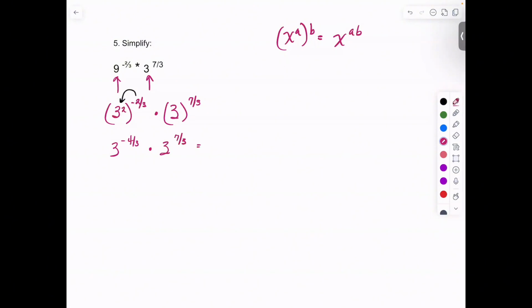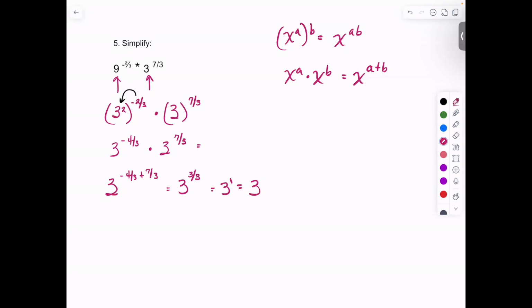So now we can use our rule of x to the a times x to the b. This is where we add our exponents together. And ultimately we'll have 3 to the negative 4/3 plus 7/3. I'm just writing this out for clarity. Some of y'all can do this in your head and go straight to the answer, but ultimately we have positive 7/3 minus 4/3, and that's 3/3, right? So we basically have 3 to the first power, and that is going to be our 3. So this cleans up nice and neat.